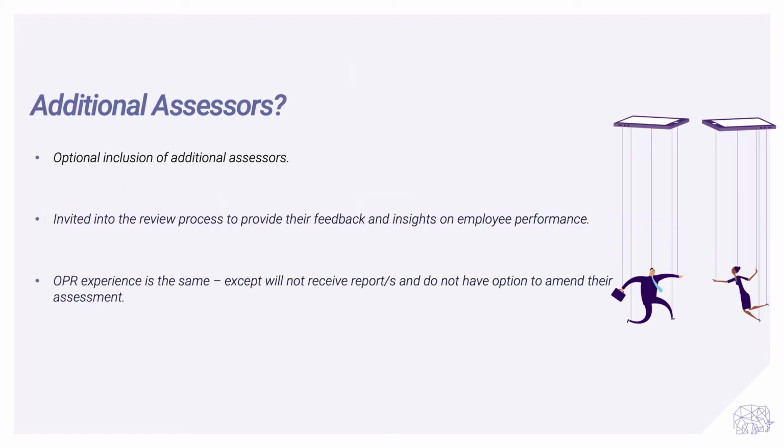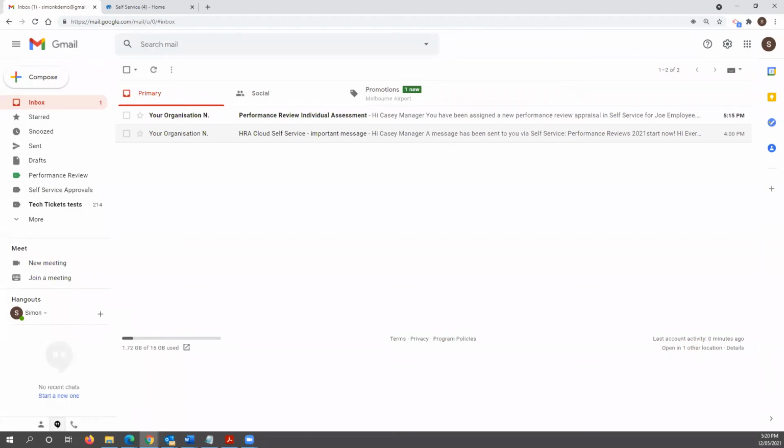It is important to note that the OPR provides organizations with the option to gain feedback from 2 or more assessors. For example, the additional assessor can be another manager, team coordinator, or peer who is invited into the performance review process to provide their feedback and insights based on their dealings or working relationship with that employee. The experience for additional assessors when completing their assessment is the same as what we will cover today. However, they will not receive the summary report and are only included in any employee discussions if invited into the process. Once HR has launched the process, you'll receive an email prompting you to log in and complete your appraisals.